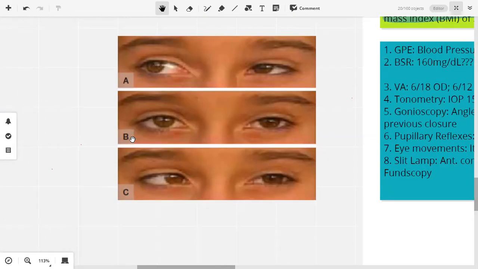In the middle figure, labeled B, the patient is looking straight ahead. There's no issue with the eyelids, as we can see. मतलब ptosis नहीं है, इतना हमें नजर आ रहा है, at least.